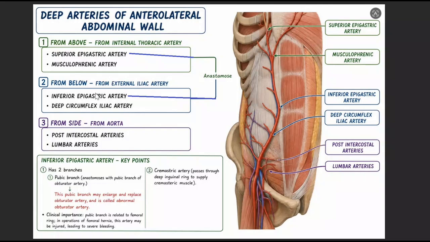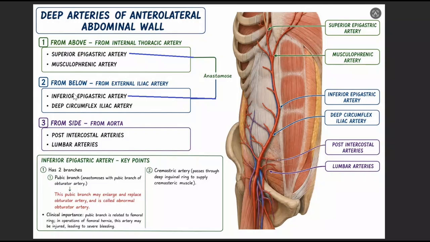That means the inferior epigastric artery is supplying the lower central part of the abdominal wall, the superior epigastric artery is supplying the upper central part of the anterior abdominal wall, and the deep circumflex iliac artery, as it is going laterally toward the iliac crest and the anterior superior iliac spine, is going to supply the lateral lower part of the anterolateral abdominal wall.